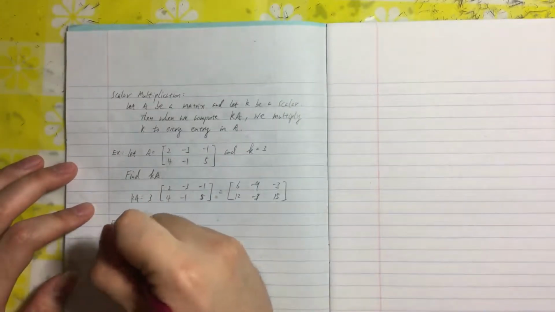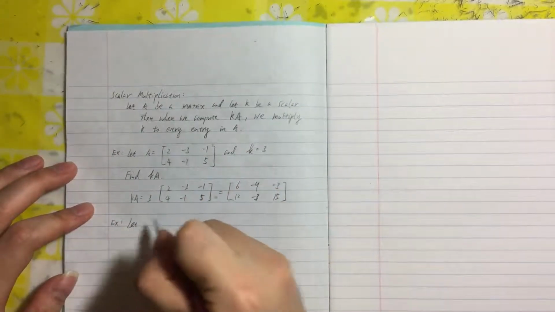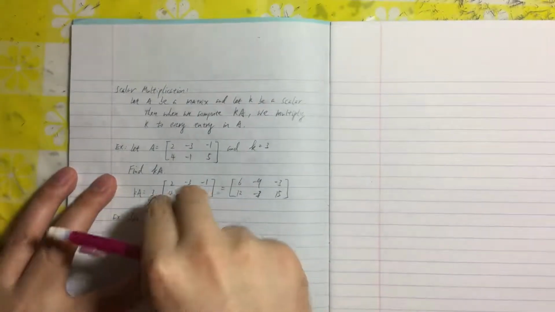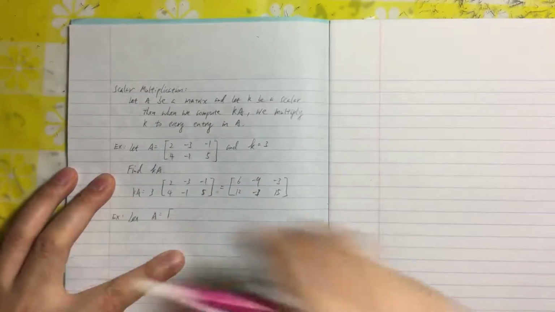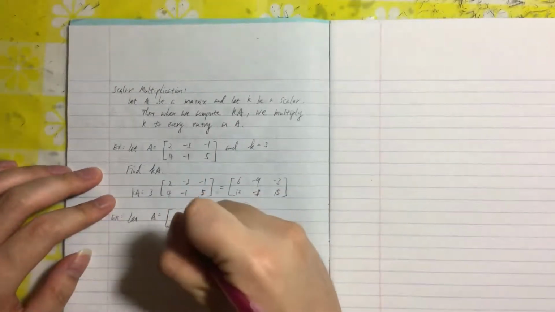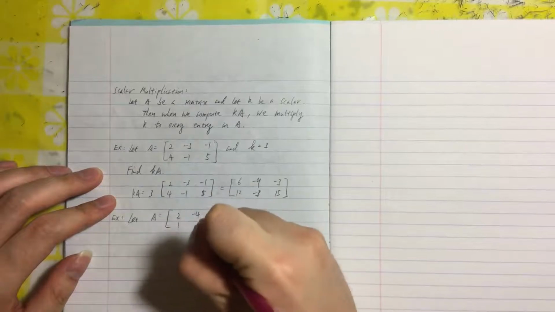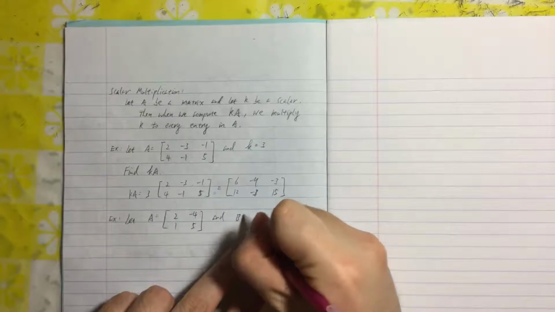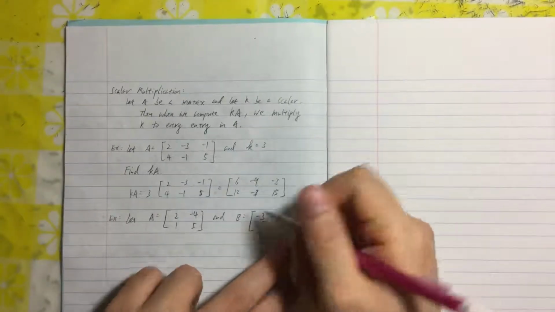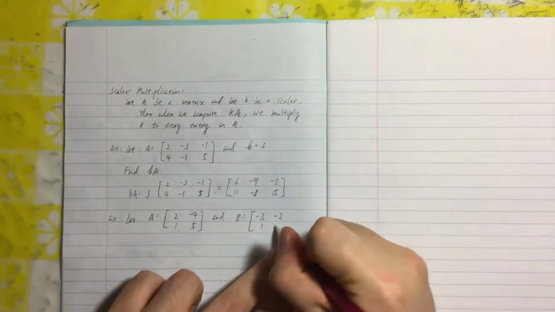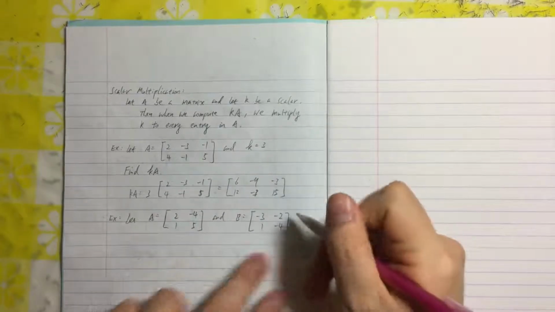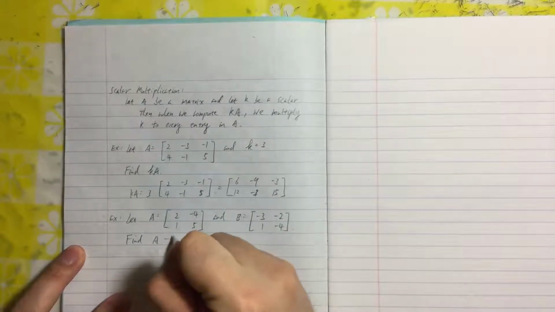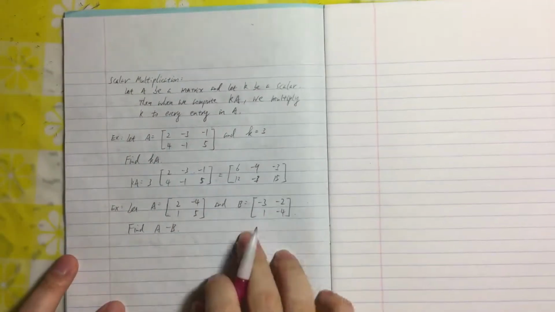Another example, let A be the matrix 2, negative 4, 1, 5. And let B be the matrix negative 3, negative 2, 1, negative 4. How do we compute subtraction? How do we compute A minus B?